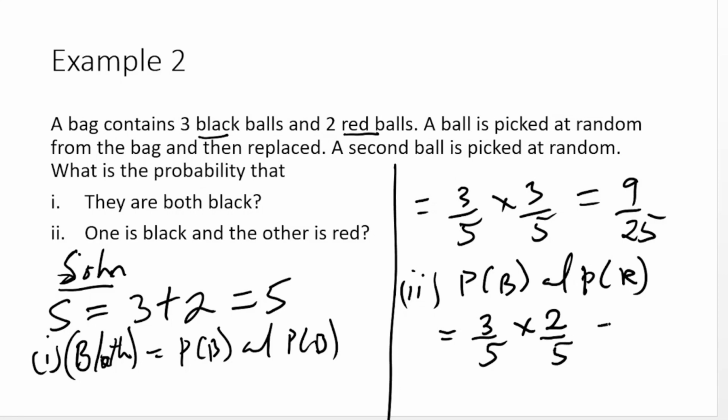Of red. And that's going to give us 6 over what? 25. We can reduce it to the lowest term. I hope this is very clear. So that is that on independent events.